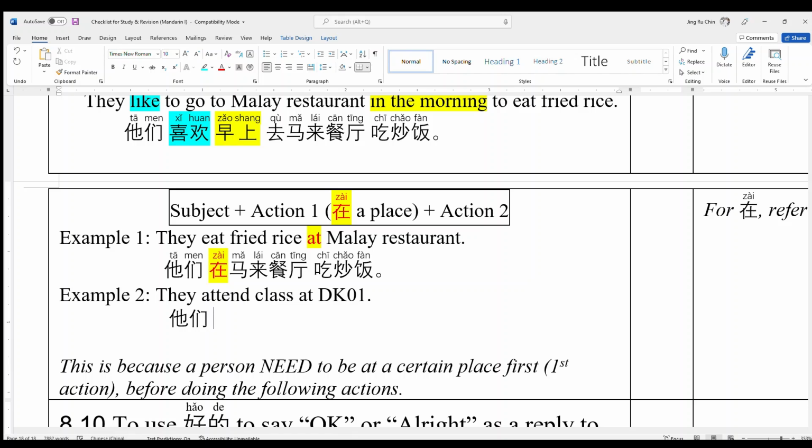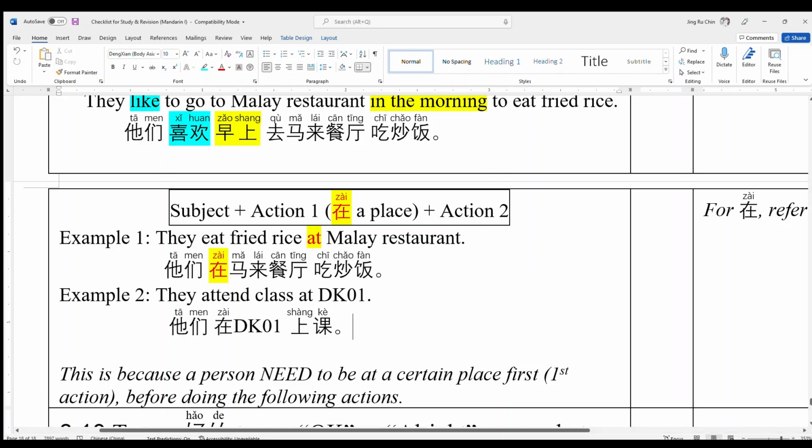他们, use the word 在. DK01 no need to translate. 他们在 DK01 attend class. What is the Mandarin word? 上课, right? 他们在 DK01 上课. So you need to say it like this first, because the first action is to tell where the people are. Where they are first, then they can perform the second action, 上课. You can't attend class nowhere, right?